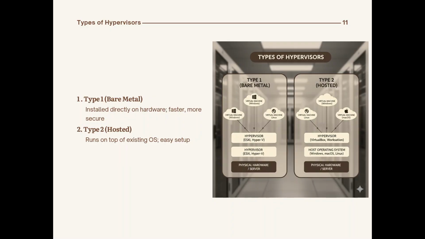Type 1 hypervisors are installed directly on hardware. They offer higher performance and security. For example, VMware ESXi, Microsoft Hyper-V, or Citrix XenServer. And Type 2 runs on top of an existing operating system, for example, VirtualBox or VMware Workstation.